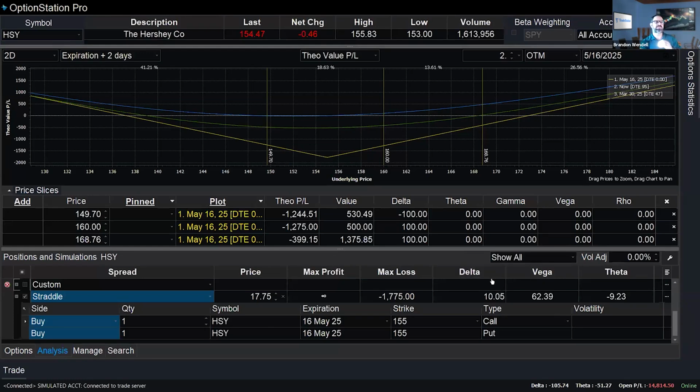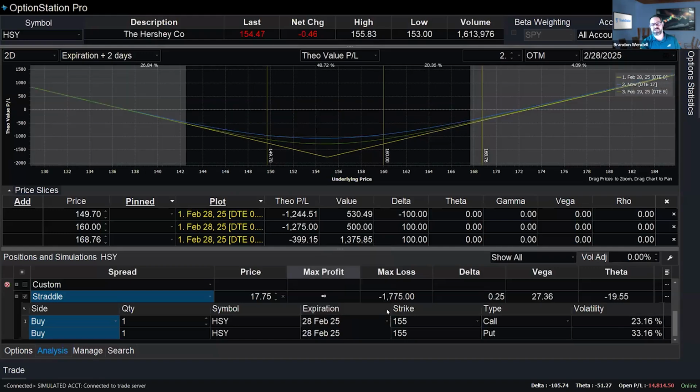The closer you get them to zero, the less they affect your position. So getting my theta down at 9, I'm under 10. Okay. Delta is almost at 10, 10.05, very close. And my Vega is very, very high. That means I have high volatility exposure. If I change the dates on these, I'll go to a closer date, Feb 28. There we go.